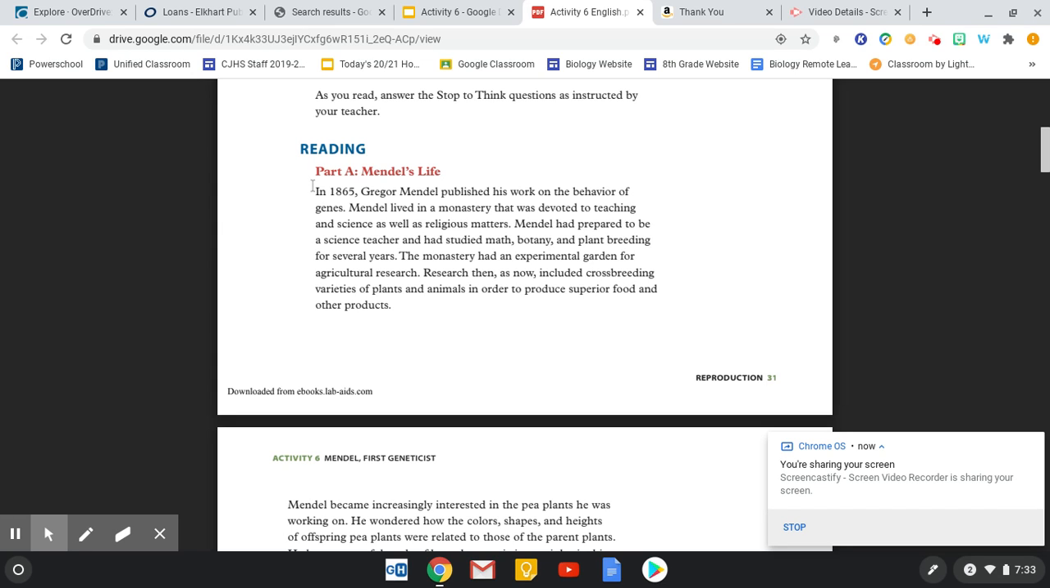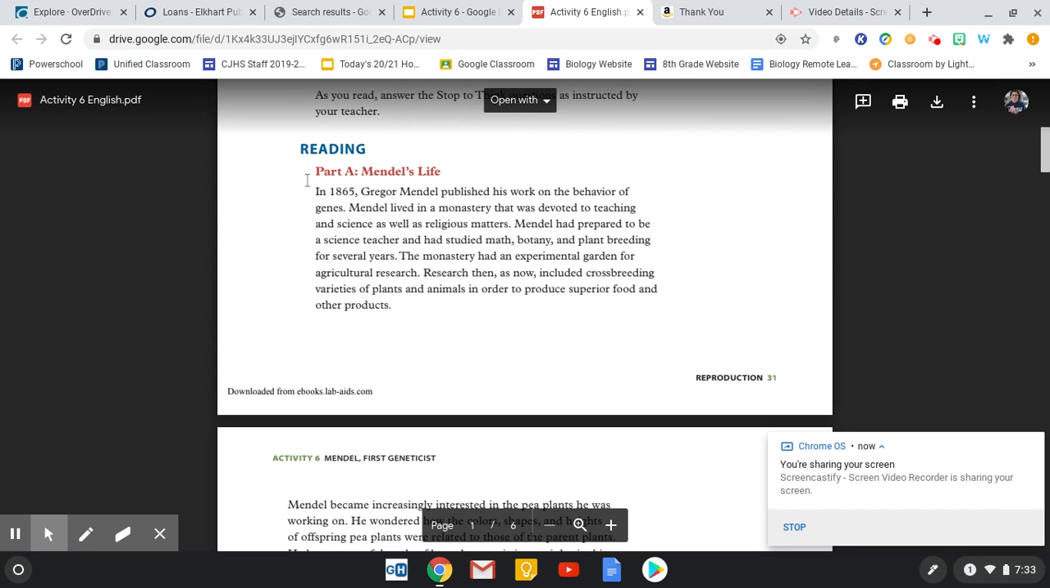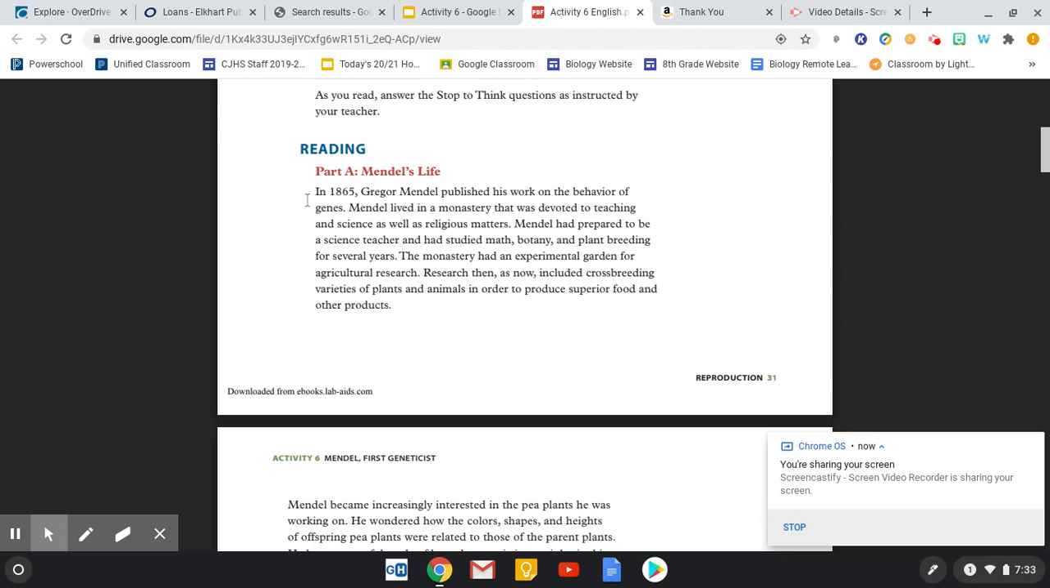Activity 6, Part A, Mendel's Life. So I'm going to read Part A, Mendel's Life, if you would like to follow along.